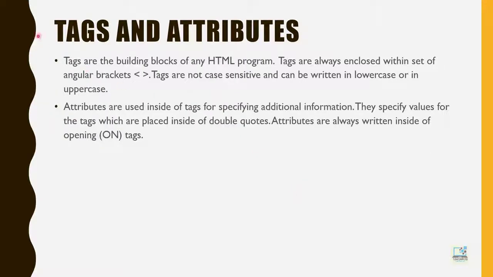Now let us talk about what is the difference between a tag and attribute. Tags are the building blocks of any HTML program. Tags are always enclosed within set of angular brackets. Tags are not case sensitive and can be written in lowercase or in uppercase. Attributes are used inside of tags for specifying additional information. They specify values for the tags which are placed inside of double quotes. Attributes are always written inside of the opening tags. So attributes are basically part of the tag and they help the tag. So attributes are written inside of a tag. Always remember, we cannot write any attribute without writing the tag.